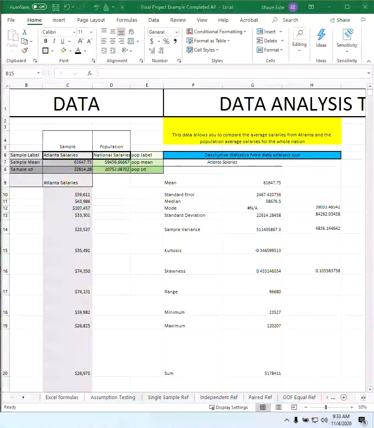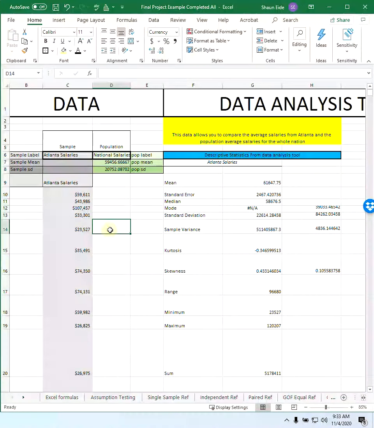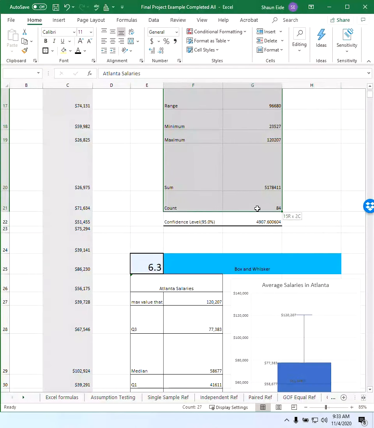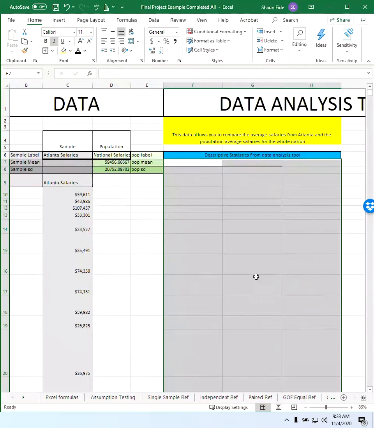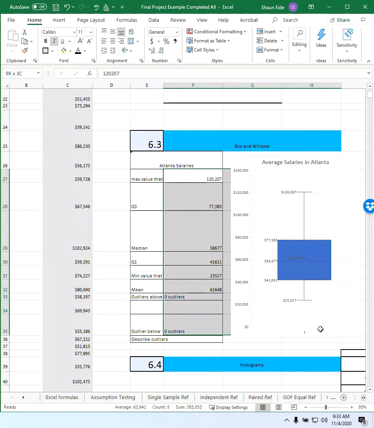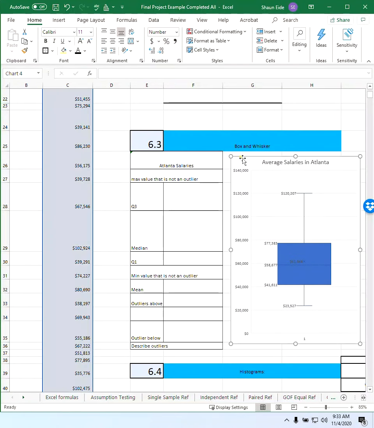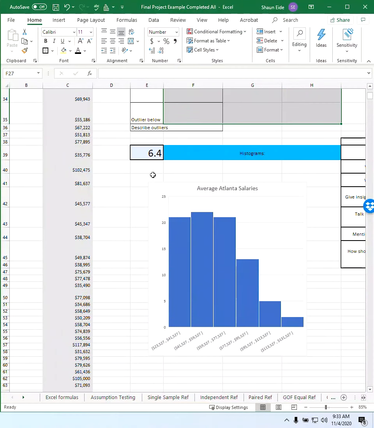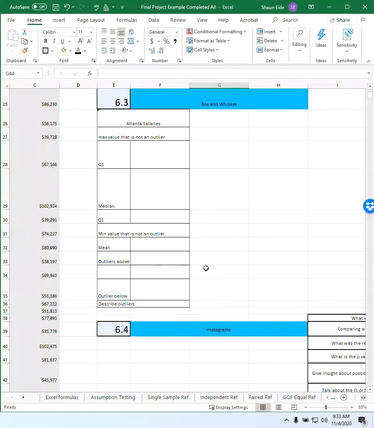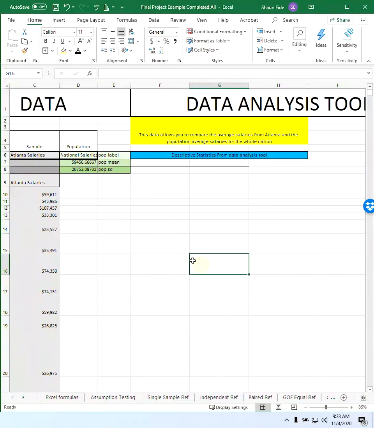So when you get your data, it's going to look something like this. You're going to have Atlanta salaries, or whatever yours is. This is all going to be blank, so I'm going to delete that. And then I'm also going to delete this. I'm going to delete this. And we'll go ahead and delete this as well. And so that way you can kind of see, hey, I'm going to walk through this step by step.